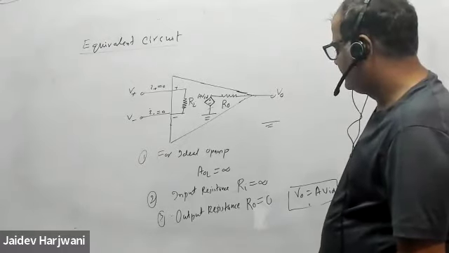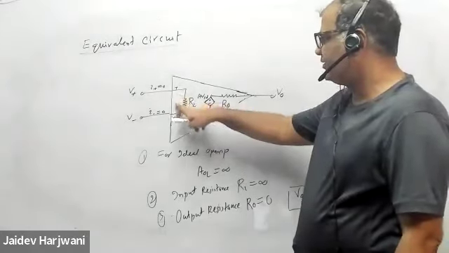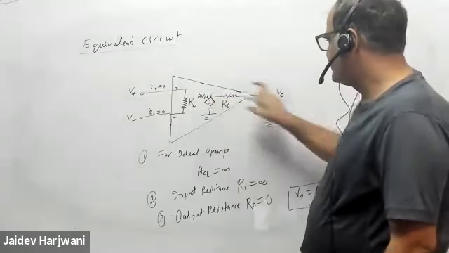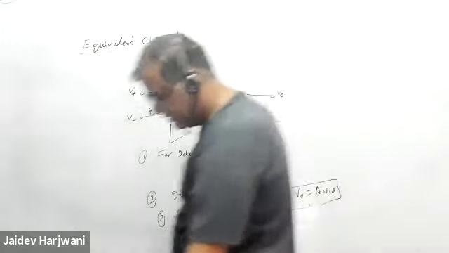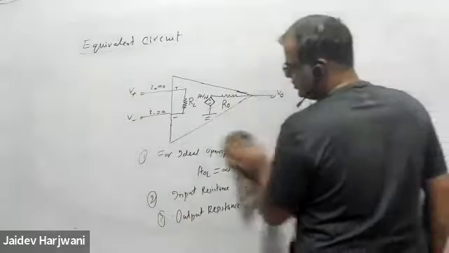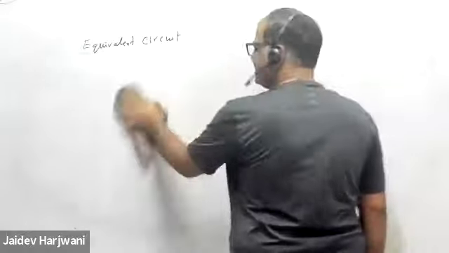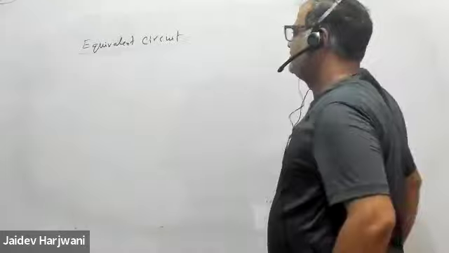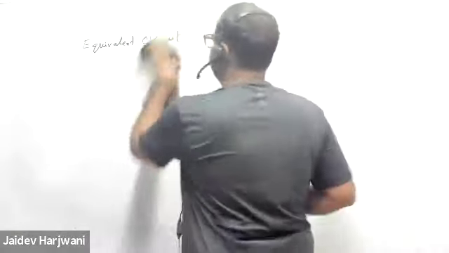Okay, I'm going to the next. So R input is infinite, that means it is open, no current can go here. R naught is zero, so you get this voltage equal to the voltage here, and open loop gain is infinite. Now let us discuss how to deal with op amps in circuits. It's very easy if you understand some things.